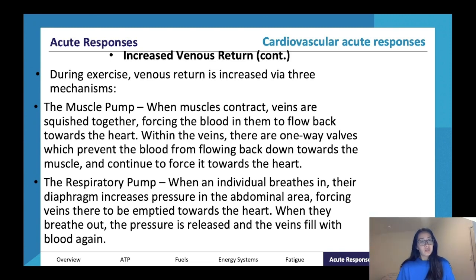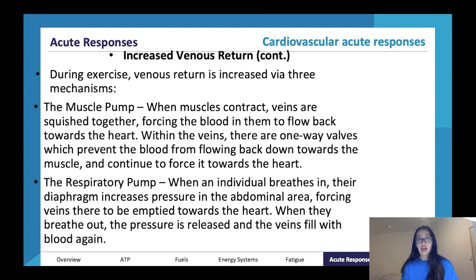I've got another mechanism which can return blood back to the heart via the veins, and this is known as the respiratory pump. So when you breathe in, the diaphragm actually increases pressure in the abdominal area. This increase of pressure in the abdominal area forces the veins there to be emptied towards the heart. So these different pressure gradients contribute to blood flowing back to the heart. And so when you breathe out again, the pressure is released and the veins fill with blood again. So continually breathing actually activates the respiratory pump and helps return blood back to the heart via the veins.